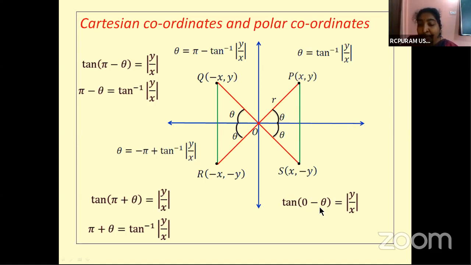So tan of 0 minus theta is nothing but again opposite by adjacent, which is mod of y by x. Tan of 0 minus theta is tan of minus theta. Tan of minus theta is equal to mod of y by x, or I can write it as theta is equal to minus tan inverse mod of y by x. Right? Now we will try to see a little more information about this argument of z in different quadrants.